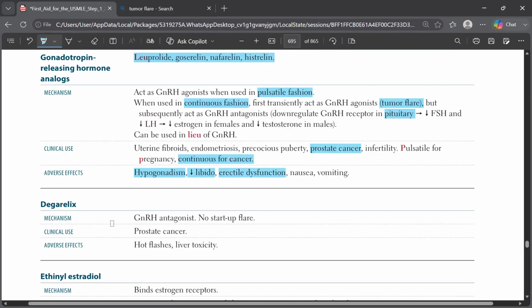The next one is a gonadotropin-releasing hormone antagonist. These were also antagonists when used in continuous fashion, but this one is a pure antagonist, Degarelix. And it does not have any startup flare because it is a pure antagonist and it won't first act like an agonist and flare it, so there is no startup flare. And thus it is used for prostate cancer. Its adverse effects are hot flashes and liver toxicity.